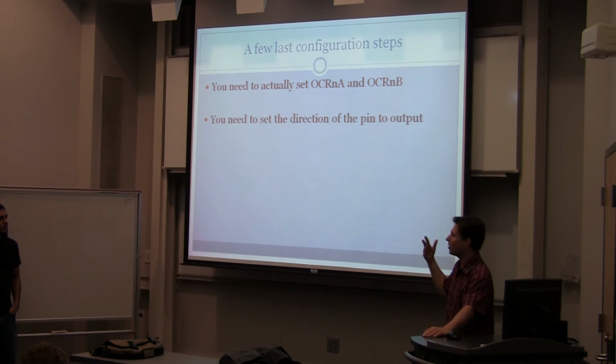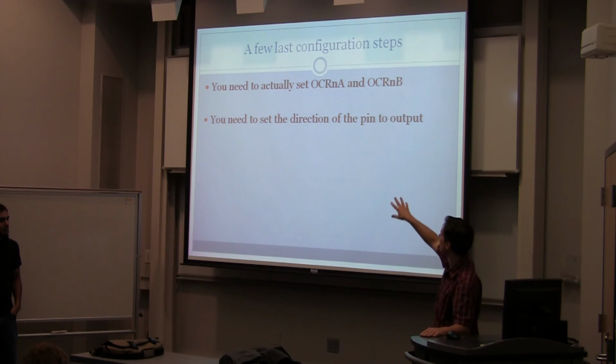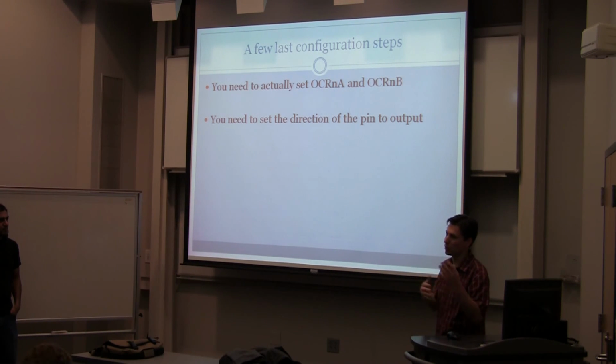So if you set it to 0, it would turn it off. Set it to 255, it's on all the time, that kind of thing. So you actually need to set those values. Probably you want to set them multiple times in your program because you're probably varying the speed of your motor or whatever.